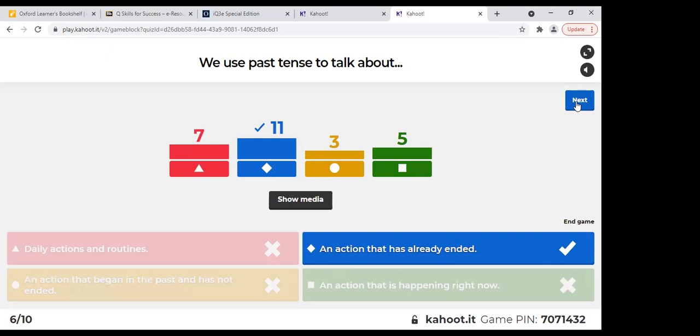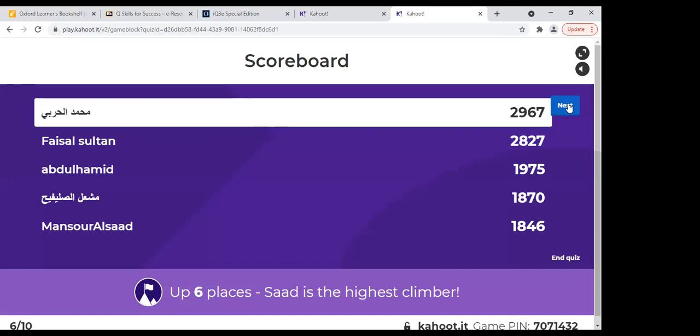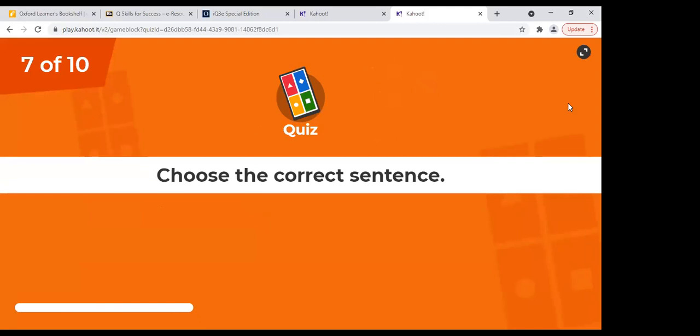Okay, we talk about the past, an action that has already happened. Not a daily routine, not an action that began in the past and has not ended, not an action that's happening now, an action that has already ended in the past. Okay, Muhammad Harbi is at the top so far.